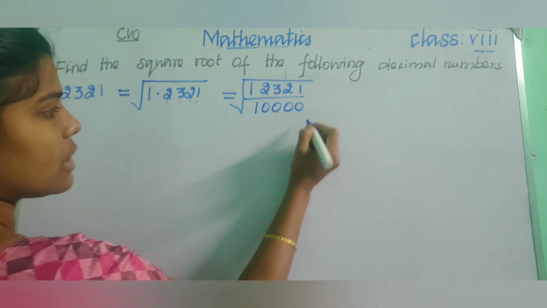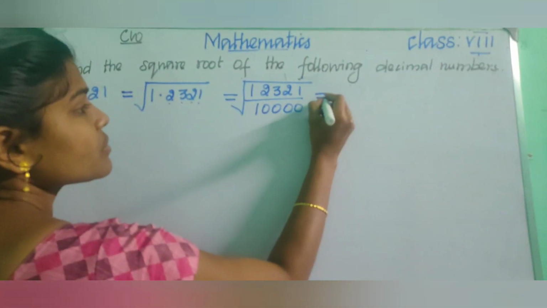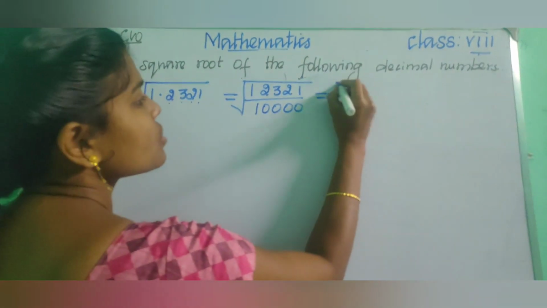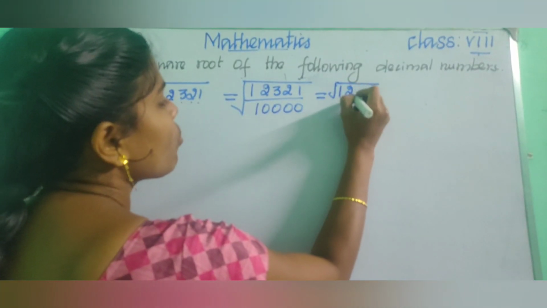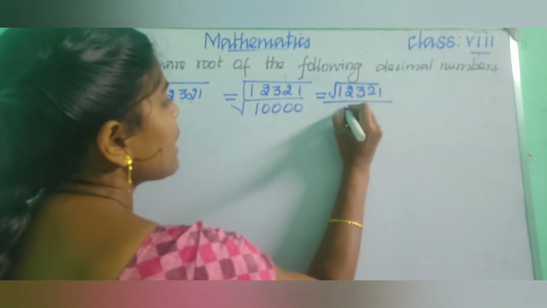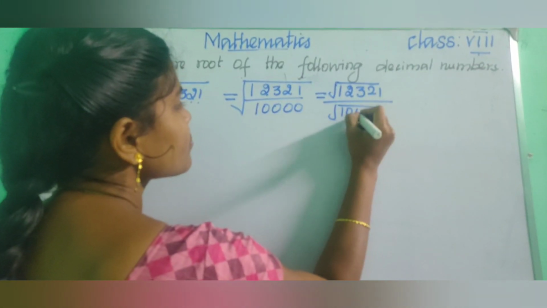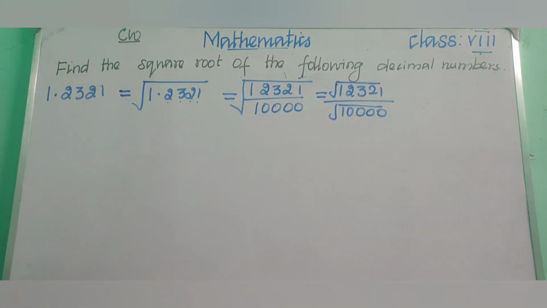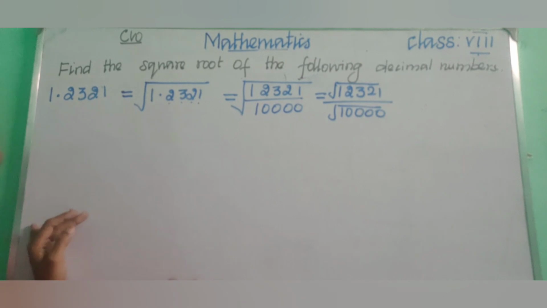So we need to put 4 zeros. Okay, 4 zeros, and then we put the whole root here. We are just splitting the roots. So root of 12321 divided by root of 10000. Okay, children, so now we got here.